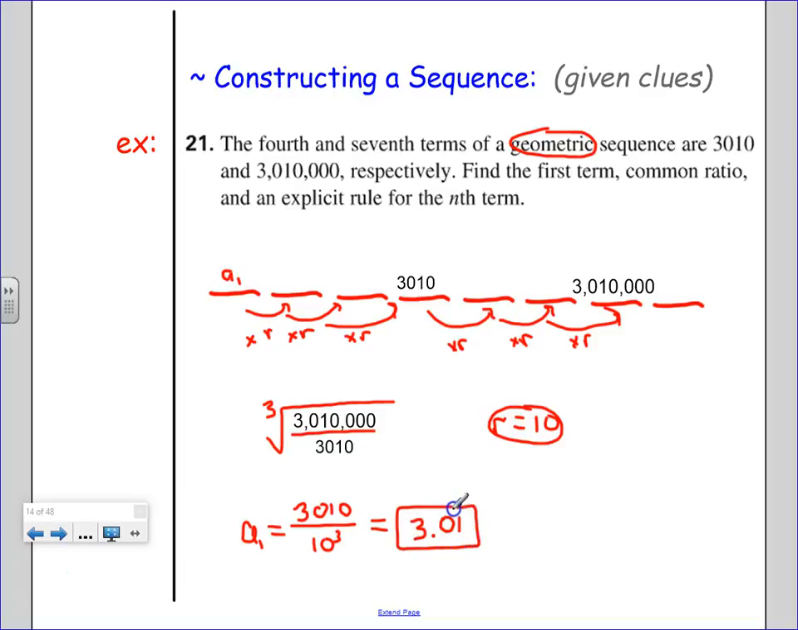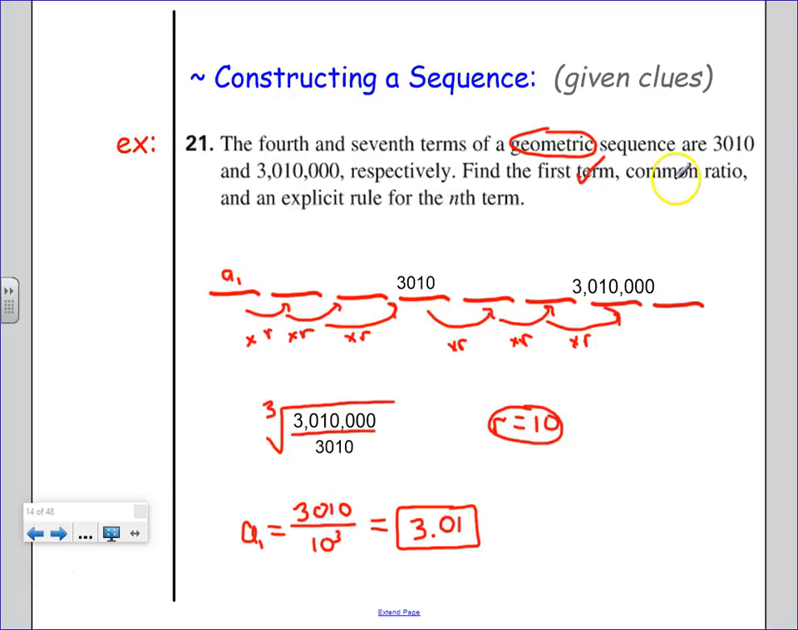How did you get a cube root? Solve for r. So I can say that 3010 times r cubed is equal to 3,010,000. So I divide by 3010, and equals r cubed. Cube root both sides to get my r.